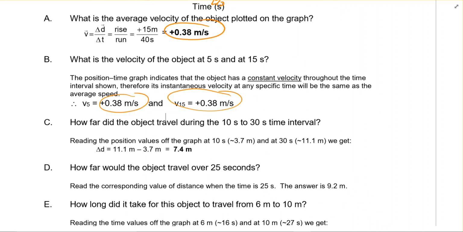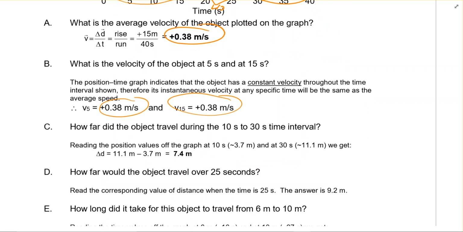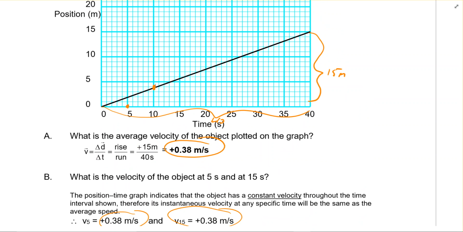How far did the object travel during the 10-second to 30-second time interval? So we're looking from 10 seconds to 30 seconds, from there to there. All you have to do is line it up. At this point, my position was about 4. At 30 seconds it was at about 11.